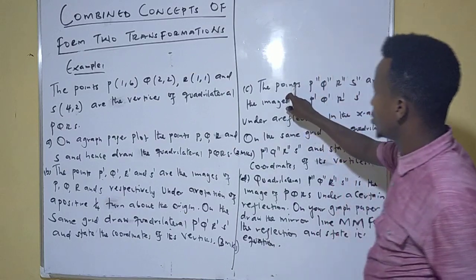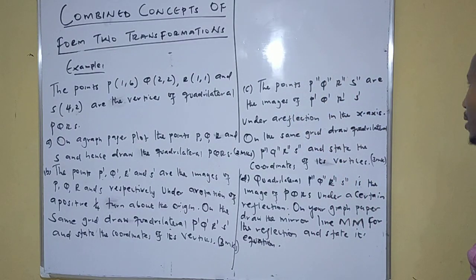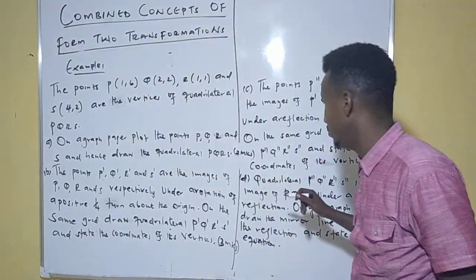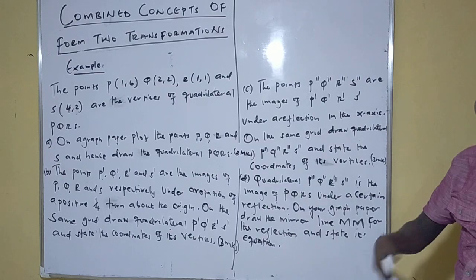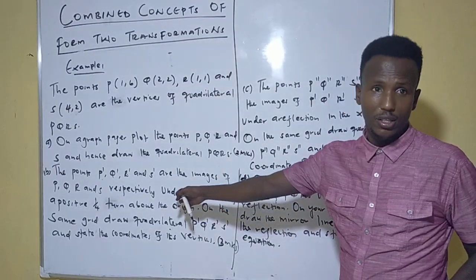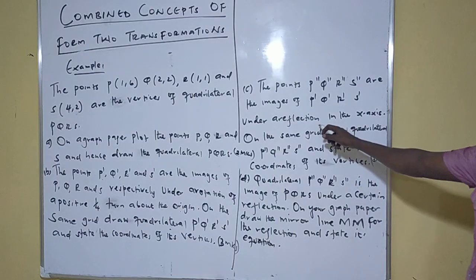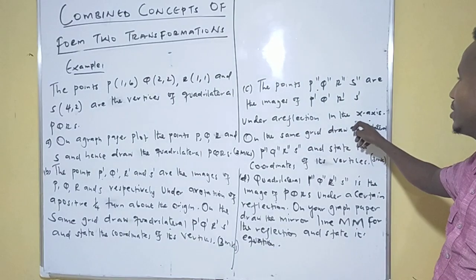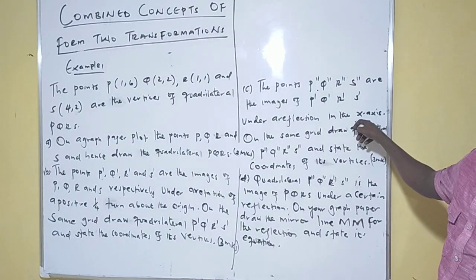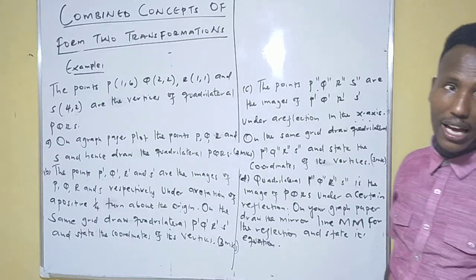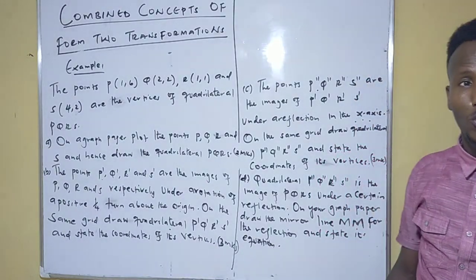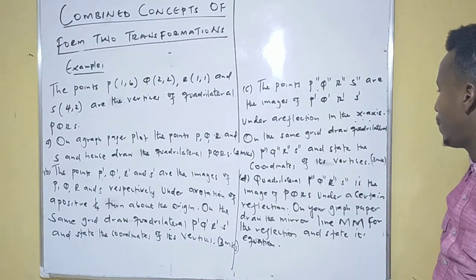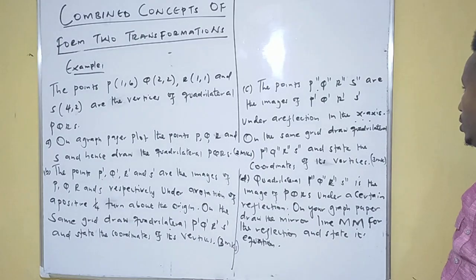We come to question C. The points P double prime, Q double prime, R double prime, S double prime are the images of P prime, Q prime, R prime, S prime under a reflection in the x-axis. What are you going to do? You get your double prime points using rule number 1 of reflection: if a point is reflected in the x-axis, the x coordinate remains the same, but the y coordinate changes its sign. Don't forget, we'll do that. Then draw your quadrilateral P double prime, Q double prime, R double prime, S double prime, the image.